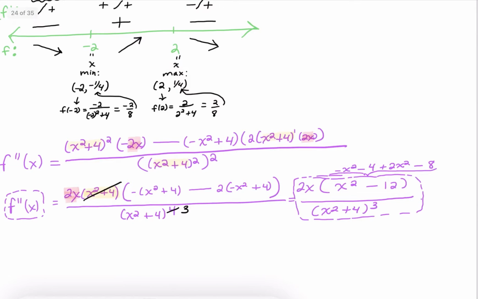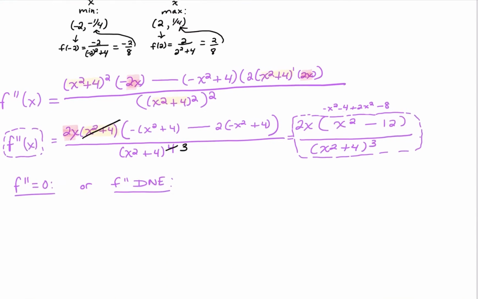Okay, so that kind of got sloppy up above here. I'm just going to kind of erase this part. So you saw where that came from. So at this point here, I'll rewrite it real quick. So this was my negative x squared, the minus 4, the plus 2x squared, and the minus 8. Okay, now we're looking for, of course, where our second derivative is equal to 0, or where our second derivative does not exist. And so we have a nice simplified fraction here.